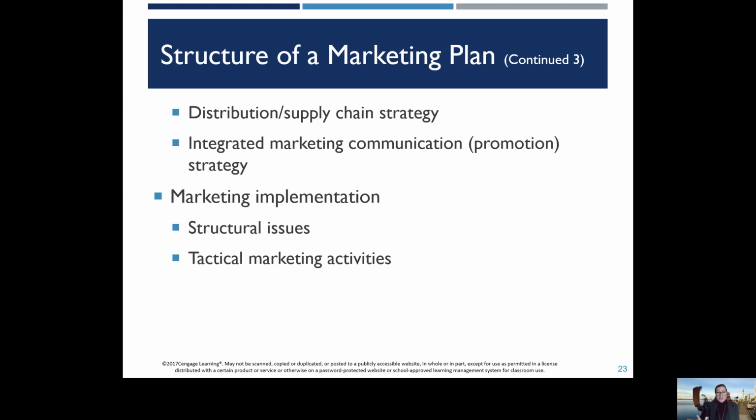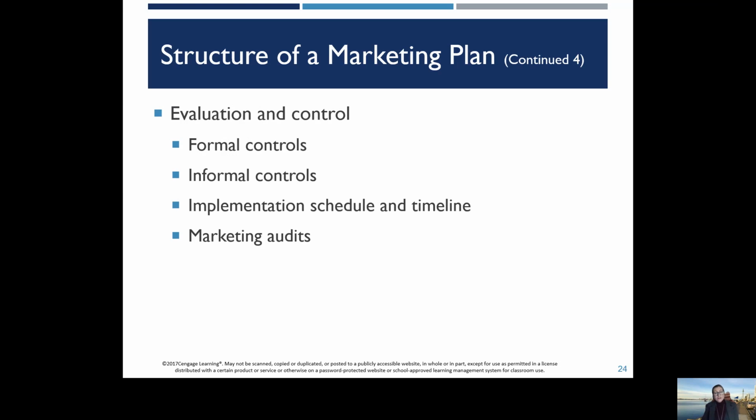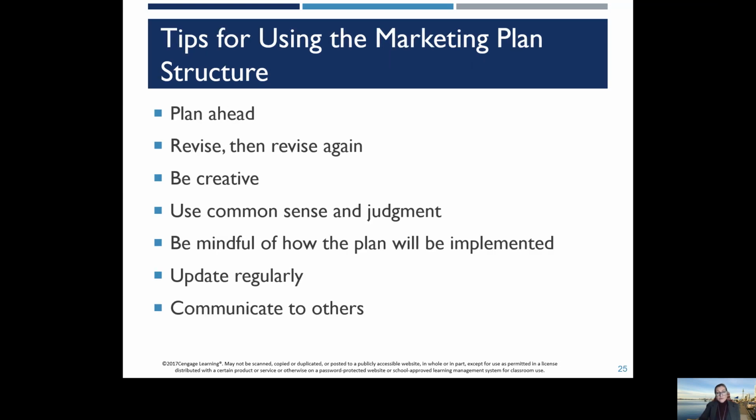Now we're up to the implementation part of the marketing plan. And in this section of the marketing plan is where you lay out, these are the tactics that we're going to achieve those various strategies. At the back end of the marketing plan is the evaluation and control, where you're monitoring whether or not the strategic intention is on track.